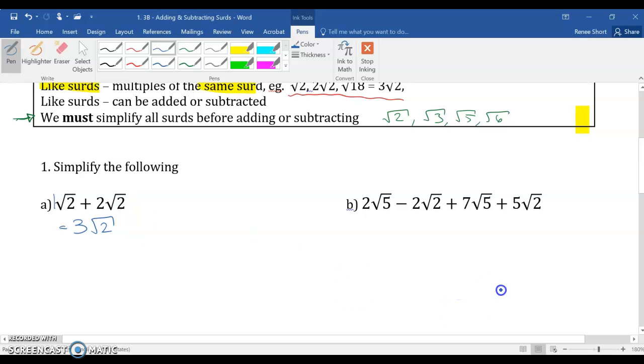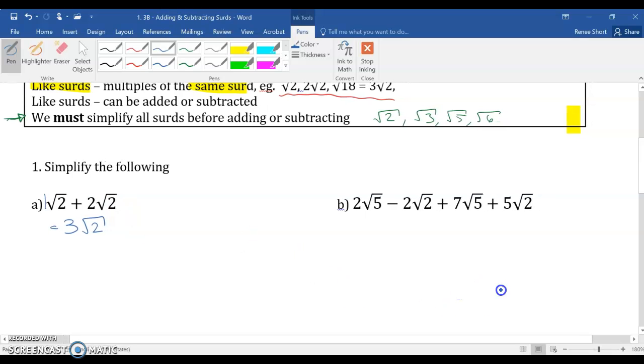If we direct our attention over to b then, b is more complex. We can see here that we've got 2 root 5 minus 2 root 2 plus 7 root 5 plus 5 root 2. And so we've got different bases of our surds. Some are a root 5, some are a root 2. And so to start with, we might want to collect things based on what their like surds are. So I'm going to rewrite this. I'm going to keep 2 root 5 out the front, but I'm then going to collect the plus 7 root 5 because they are like surds, they're friends.